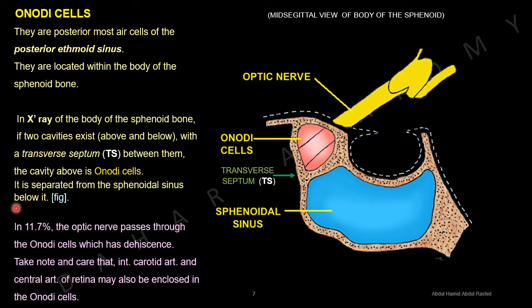Clinically, what is important is that in about 11.7%, the optic nerve passes through the Onodi cells which has dehiscence. Take note and care that internal carotid artery and central artery of retina may also be enclosed in the Onodi cells. So it is dangerous during sphenoidal sinus surgery.